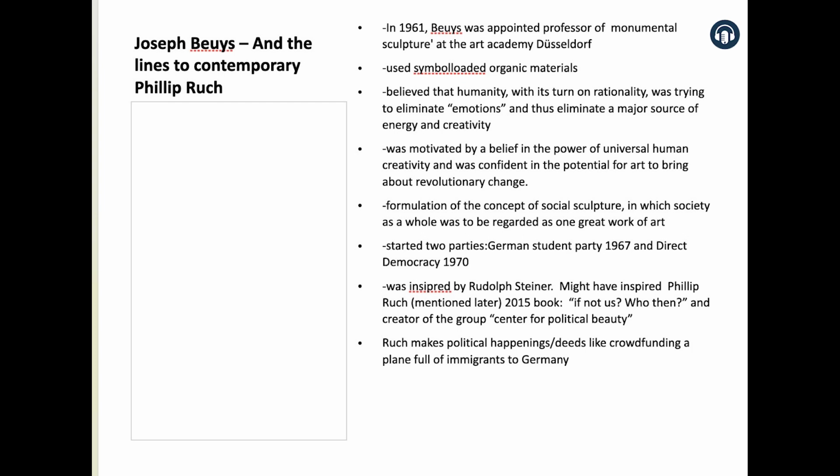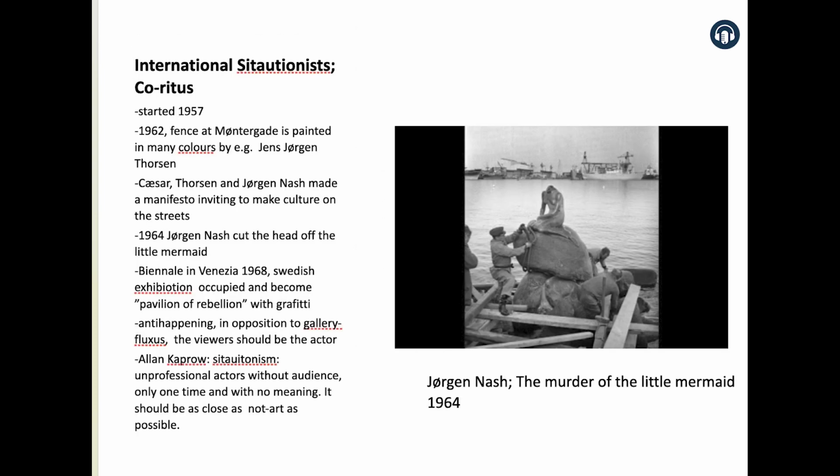Ruch makes political happenings, like crowdfunding a plane full of immigrants to Germany. And so we look back at the 60s with the Situationist International, which was started in 1957. In 1962, a fence at Møntergade is painted in many colors by Jens Jørgen Thorsen. Some guys called Cæsar, Thorsen, and Jørgen Nash made a manifesto inviting people to make culture on the streets. In 1964, Jørgen Nash cut the head off the Little Mermaid in Copenhagen.